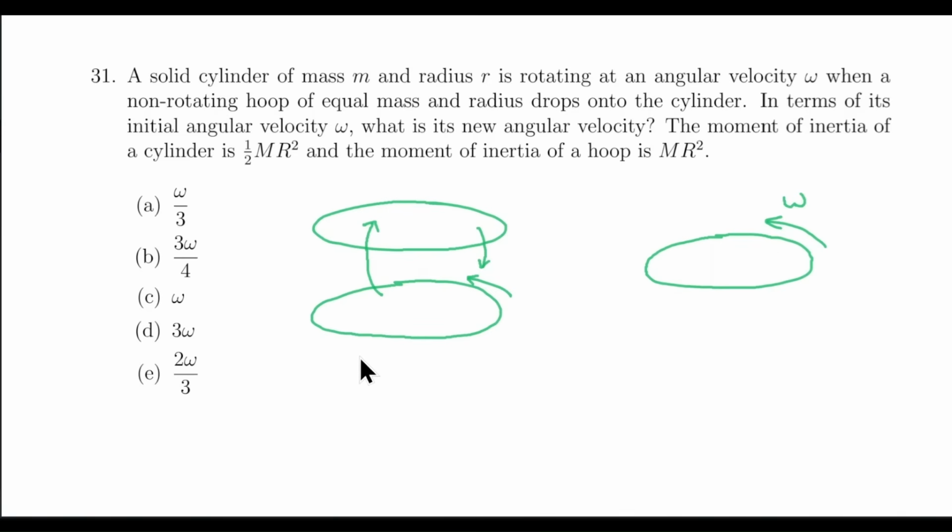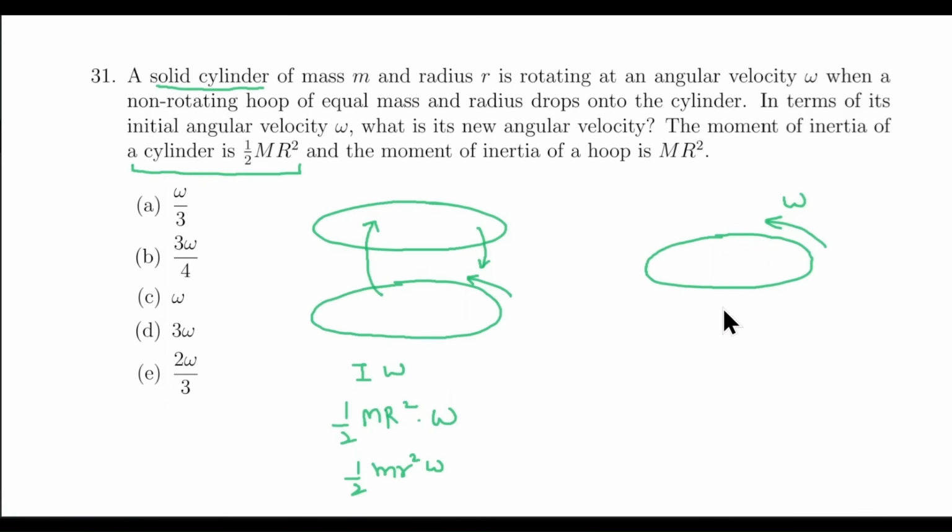So initially the angular momentum is only because of the cylinder, which is I omega. I is 1 half mr square, because it's given in the question that the moment of inertia of the cylinder is half mr square, times omega. M and R are small, so that's fine. I can just replace with the small case, although it doesn't really matter.